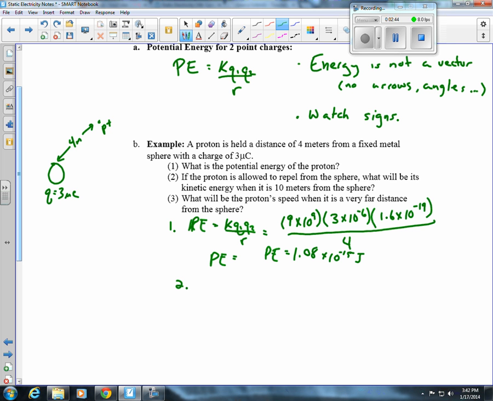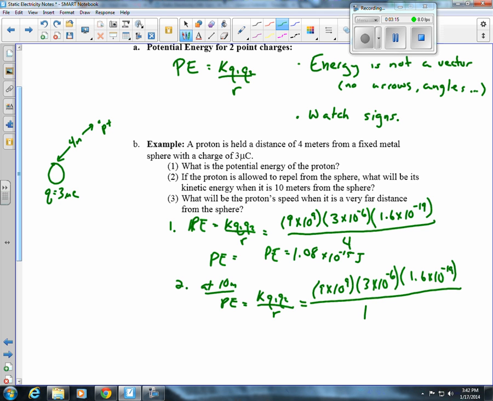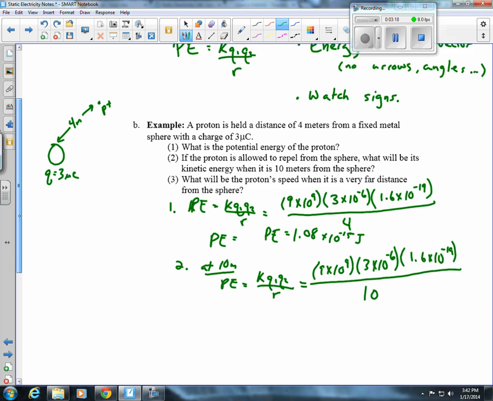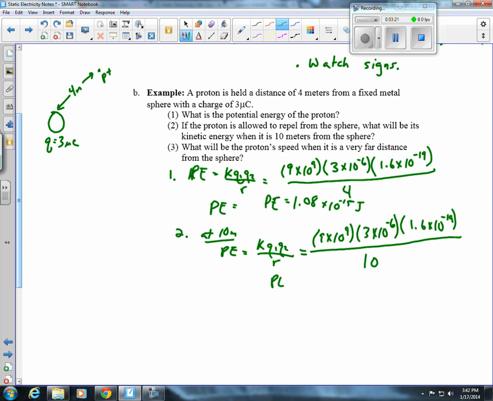It's going to start moving away, and the farther away it gets, the less force there's going to be on it. It's going to be easier to hold it there, so there's going to be less potential energy. So I'm going to find at 10 meters the PE for that. So it's going to be kQ1Q2 over R again. So 9 times 10 to the 9 times 3 times 10 to the minus 6 times 1.6 times 10 to the minus 19. Divide that by, now my distance is 10. When I do that, I get a value of PE equals 4.32 times 10 to the minus 16 joules.